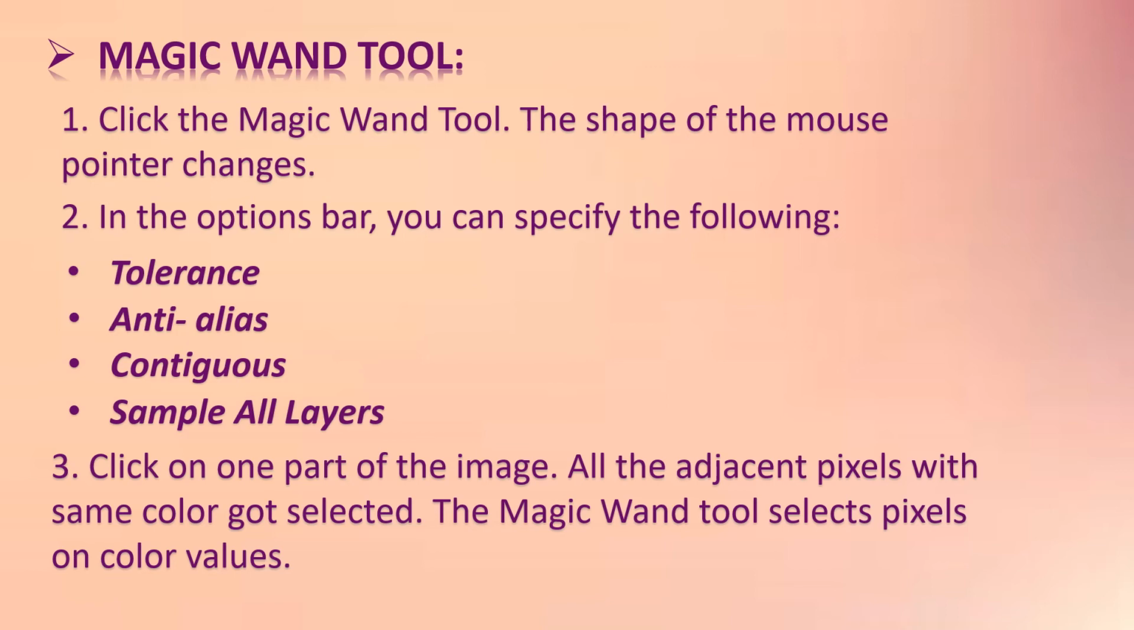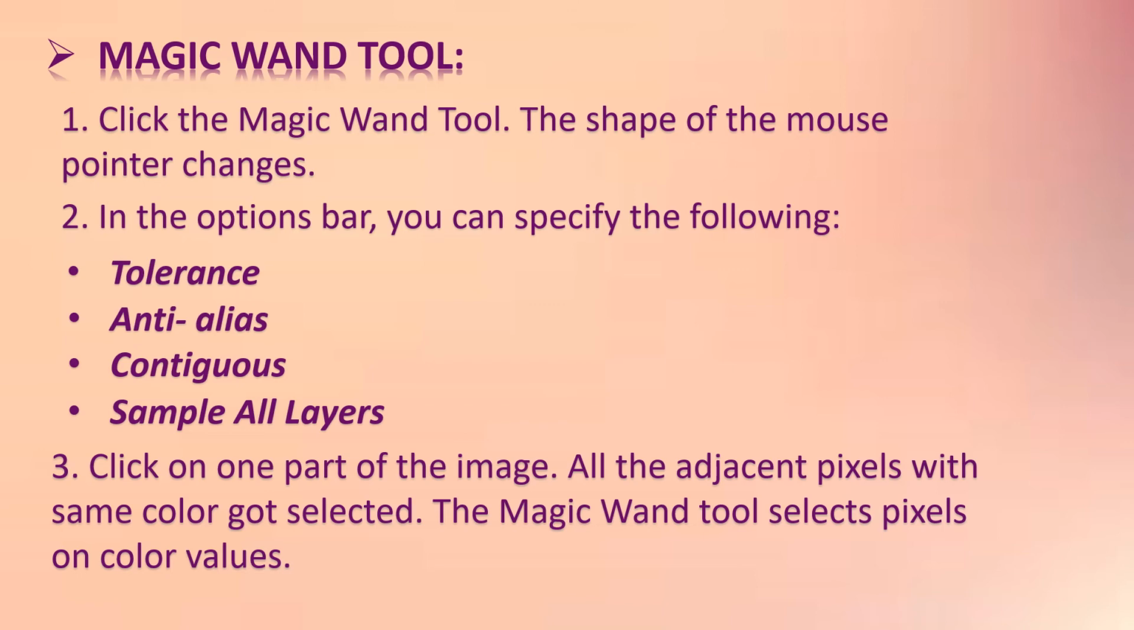Tolerance. Basically, the tolerance range should be from 0 to 255. Anti-alias. It defines a smooth edge. Contiguous. It selects only the adjacent areas having the same colors. Otherwise, all the pixels of the same color in the entire image are selected.